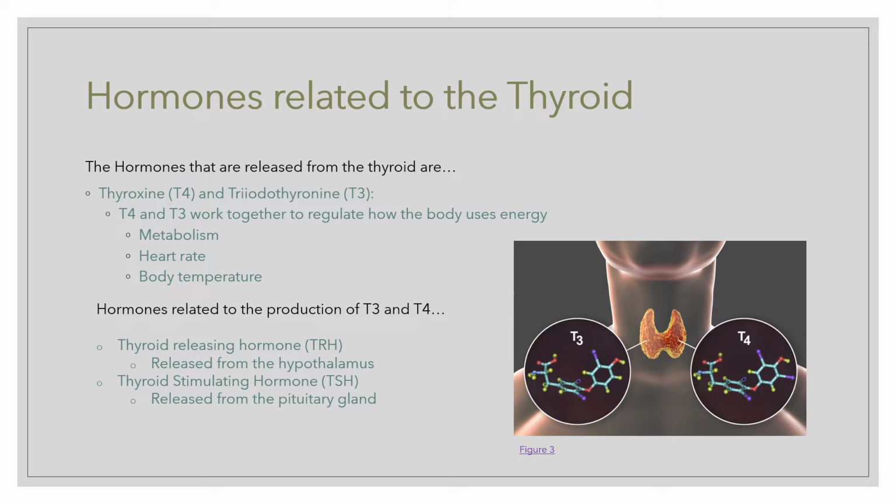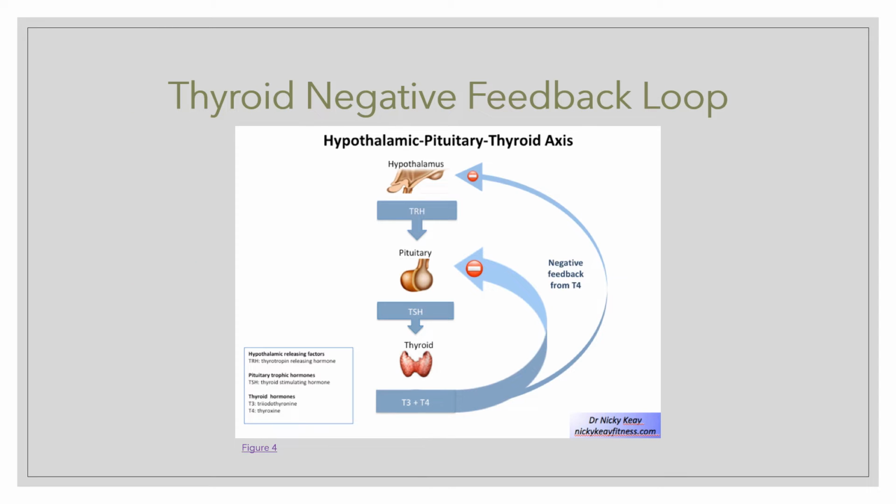TRH is released from the hypothalamus and the TSH is released from the pituitary gland. The thyroid releases T3 and T4 hormones based on a negative feedback loop. The negative feedback loop involves the pituitary gland, the hypothalamus, as well as the thyroid.